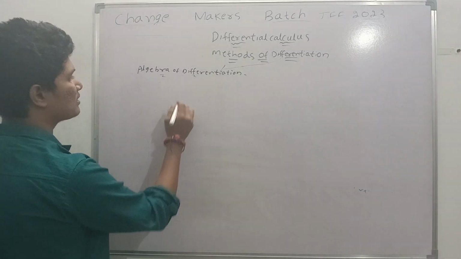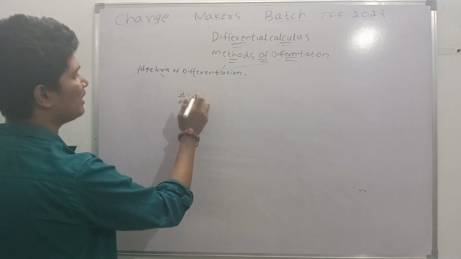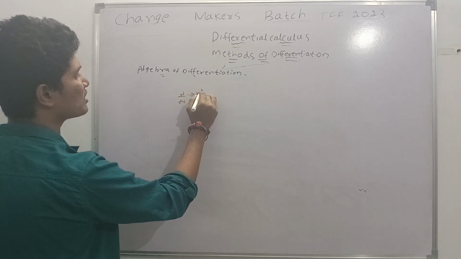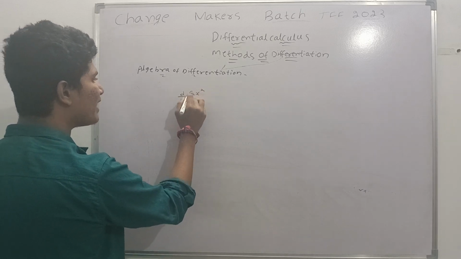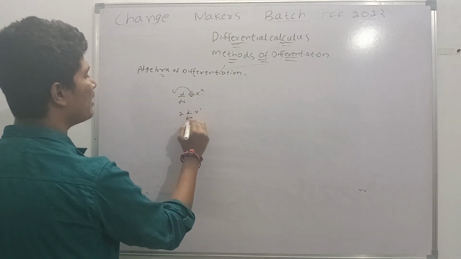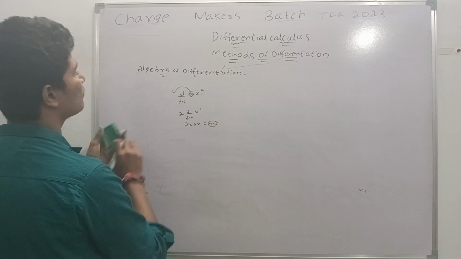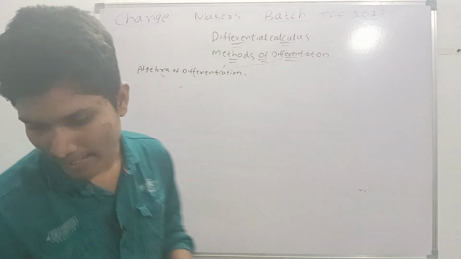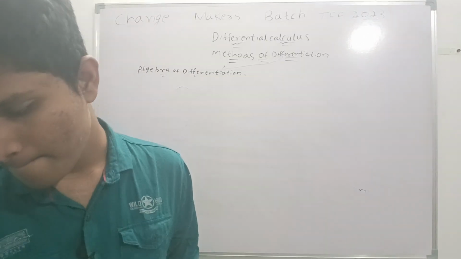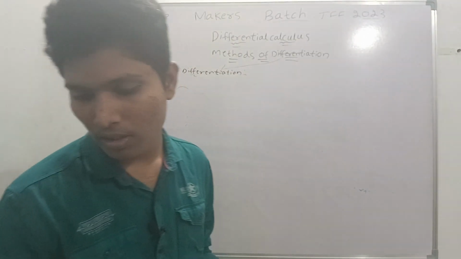And next, suppose d by dx of 2x square is present. If there is any constant present, we can bring it outside, that is 2 into d by dx of x square. What is the differentiation? 2 into 2x, that equals 4x. This is the answer. That's it. This is the algebra, the methods of differentiation.